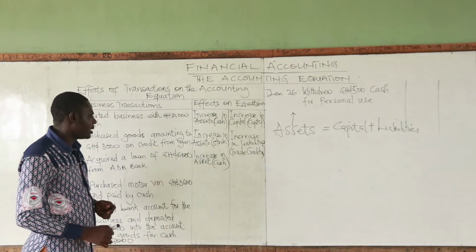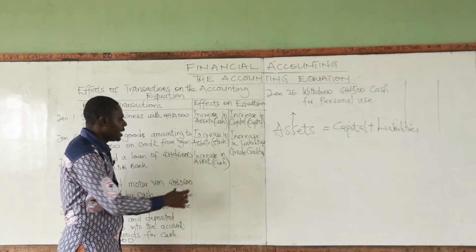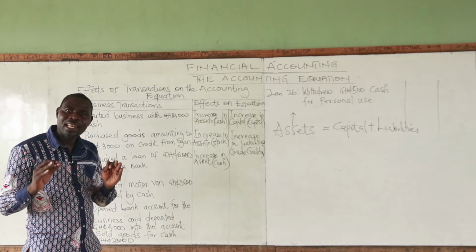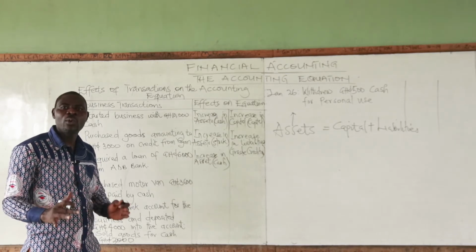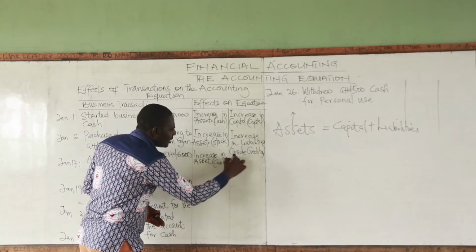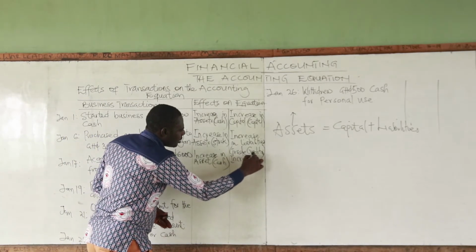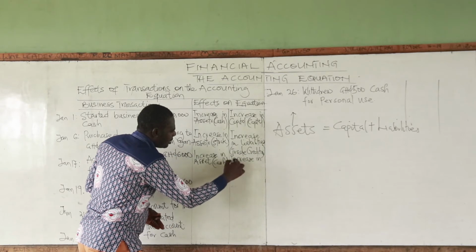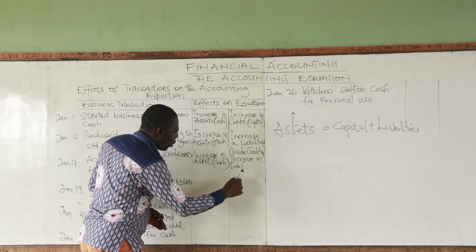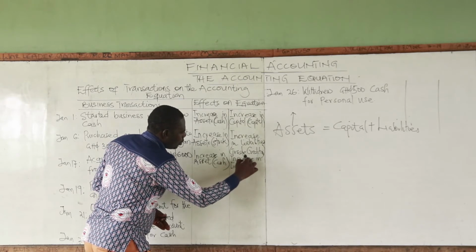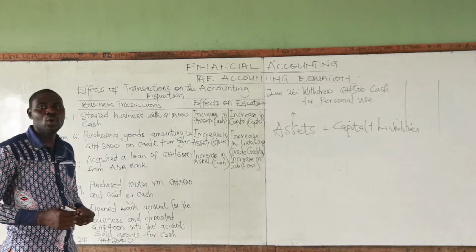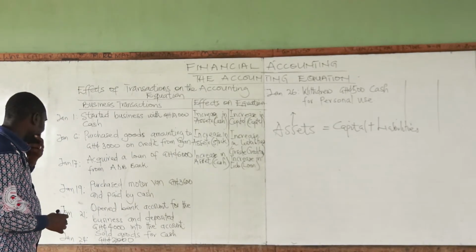Cash is an asset, and it is increasing. Then when we come here, the loan we have taken is a liability. We owe the bank that gave us the loan. Okay, it's a liability. So there will be an increase in liability in the form of loan, or bank loan.